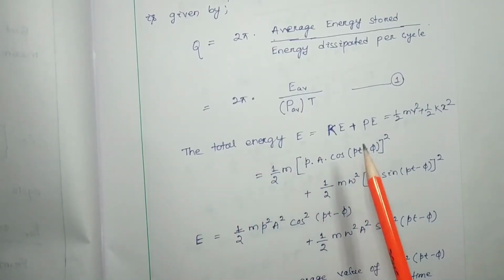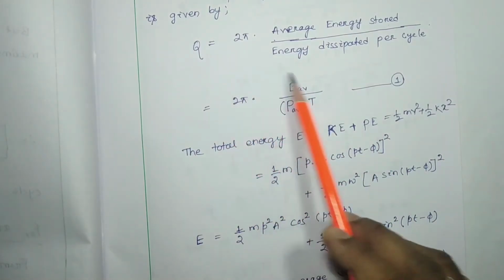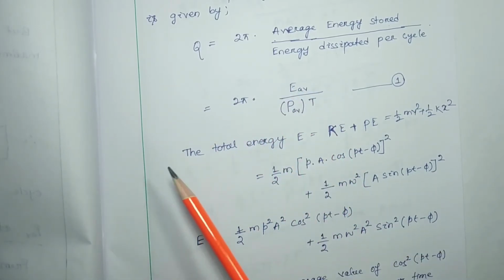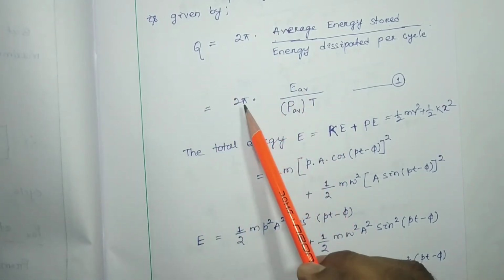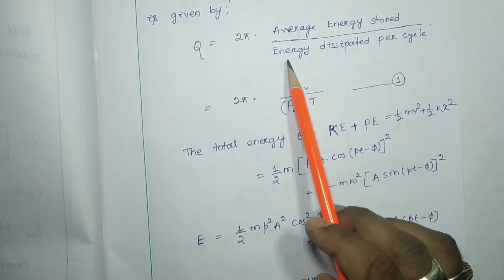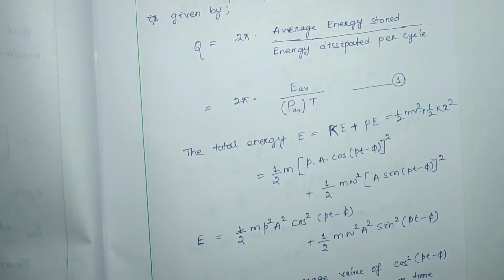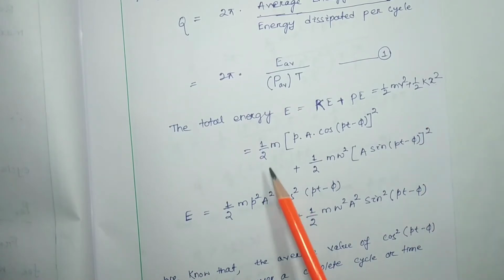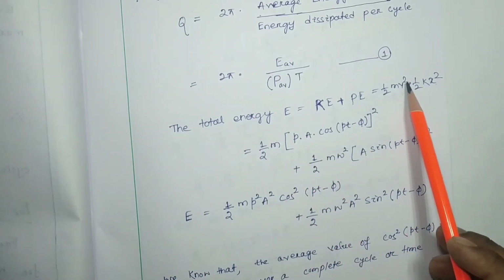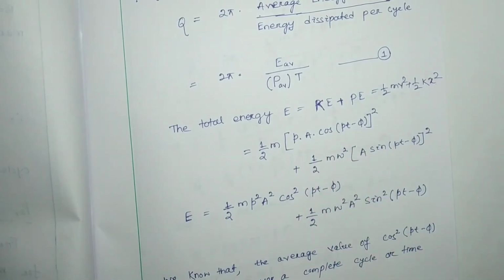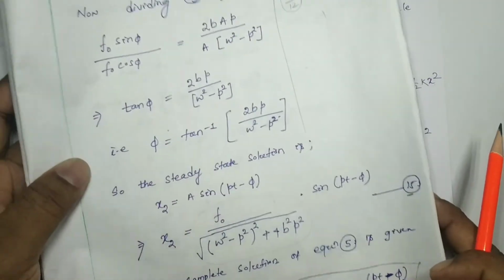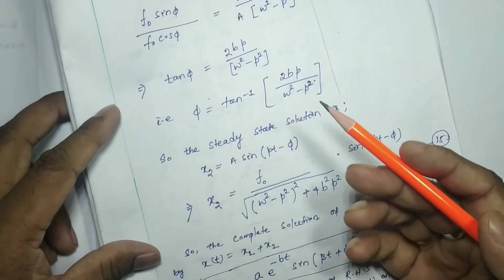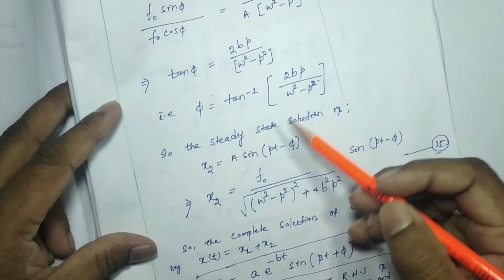We know that the total energy is nothing but kinetic energy plus potential energy. The same expression, the same formula we used for damped harmonic oscillation: the quality factor is equal to 2 pi times the average energy stored divided by the energy dissipated per cycle. Total energy will be kinetic energy plus potential energy, that is half m v square plus half k x square. Here v will be p a cos(pt minus phi), because we have to consider the steady state displacement and corresponding velocity. In the case of steady state we can consider the quality factor for the continuous oscillation.